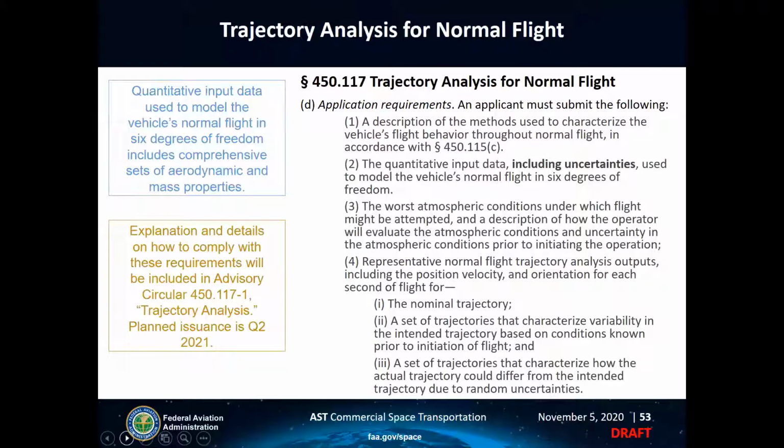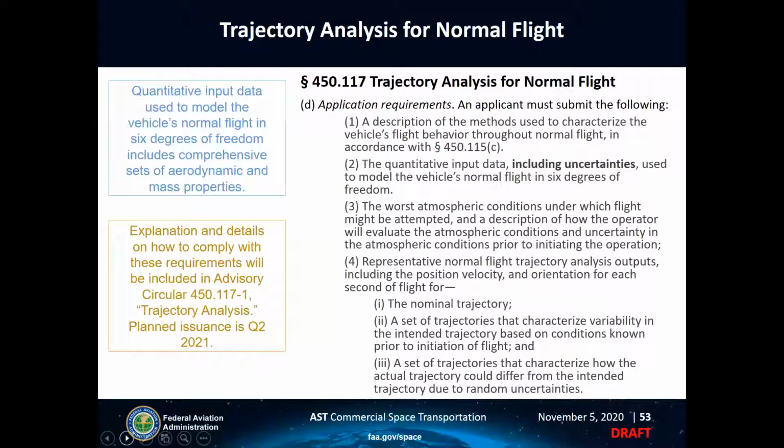Now, paragraph D specifies application requirements. This specifies the quantitative input data used to model the vehicle's normal flight in 6 degrees of freedom, which includes comprehensive sets of aerodynamic and mass properties. An applicant must submit the following: a description of the methods used to characterize the vehicle's flight behavior throughout normal flight in accordance with section 115, paragraph C. The quantitative input data, including uncertainties, used to model the vehicle's normal flight in 6 degrees of freedom, the worst atmospheric conditions under which flight may be attempted, and a description of how the operator will evaluate the atmospheric conditions and uncertainty in the atmospheric conditions prior to initiating the operation.